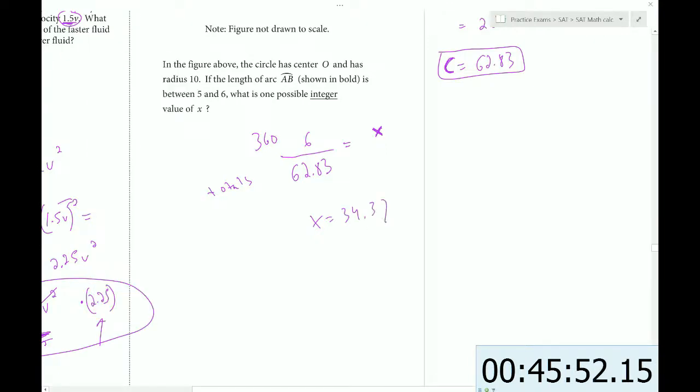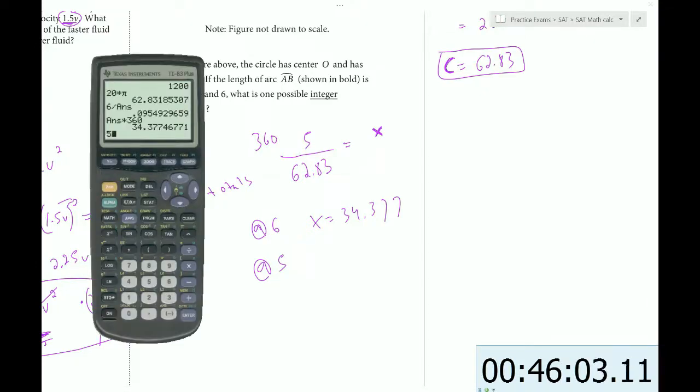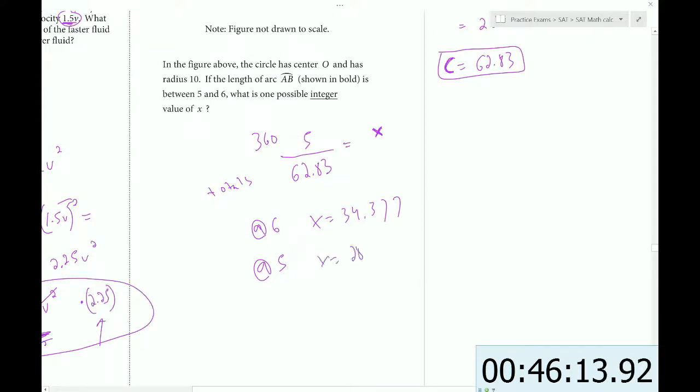0.37. So this is at 6, and then if we try it at 5, we do 5 divided by 62.83, and we multiply that by 360, and we get 28.64. So some number in between there. So let's just use 29. We could also use 30 all the way up through 34.